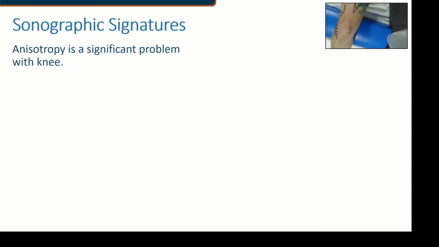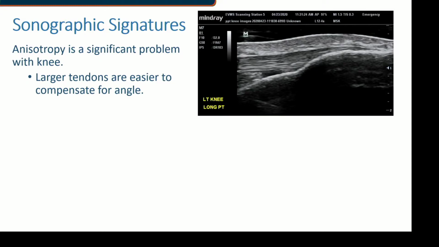Okay, sonographic signatures. Now, anisotropy is a really significant problem with the knee, and particularly when you get to some of the smaller tendons. The larger tendons, though, as in this image of the distal patellar tendon, we can see it attaching to the tibial tuberosity, and it does have that classic fibrillar appearance, and then that bird's beak, as we refer to it, attachment to the tibial tuberosity.